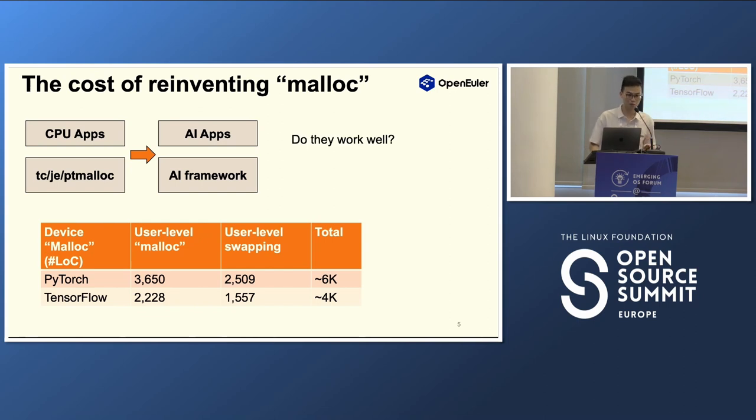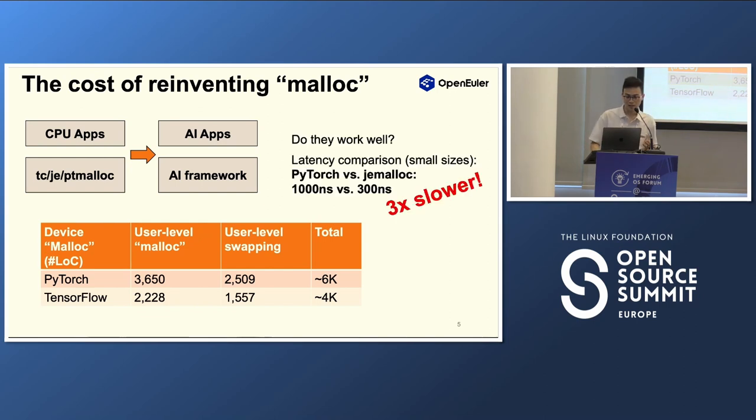Do they really work well in reality? We made a comparison between PyTorch and jemalloc using the same workload from a large language model. We see that the malloc latency from PyTorch is around 1,000 nanoseconds, while it is 300 nanoseconds for jemalloc. So the PyTorch re-implementation is about three times slower.